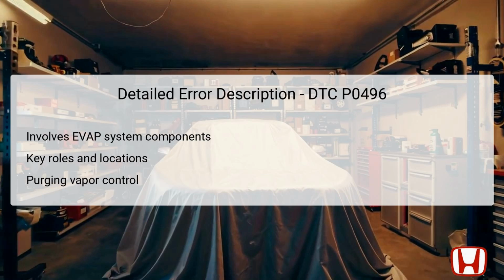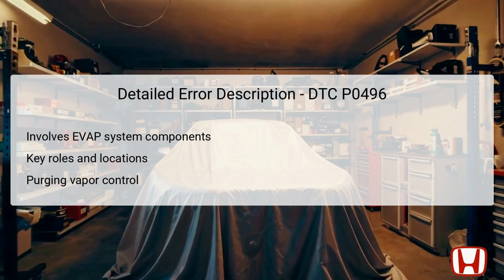The DTC P0496 pertains to the EVAP, or Evaporative Emission Control System, which is responsible for preventing fuel vapors from escaping into the atmosphere. This system utilizes several components, particularly the EVAP canister purge valve, which controls the flow of vapor into the engine for combustion.